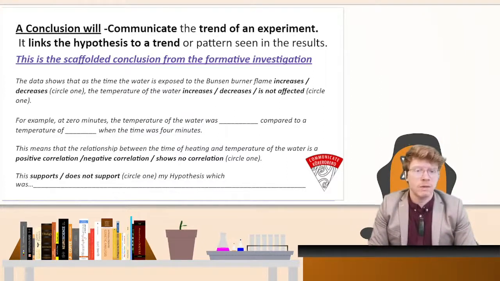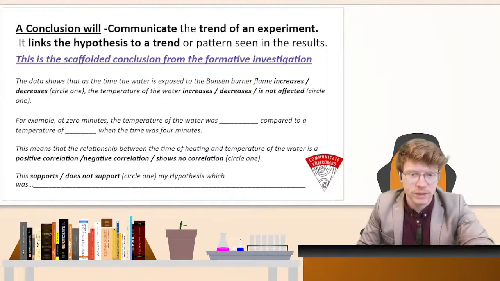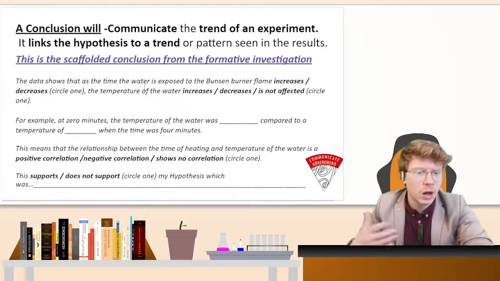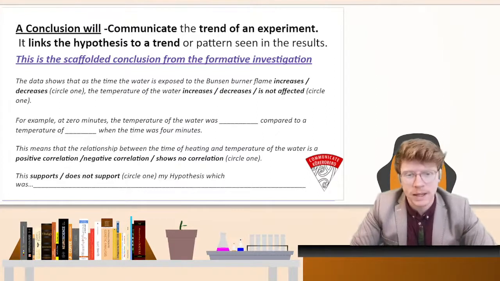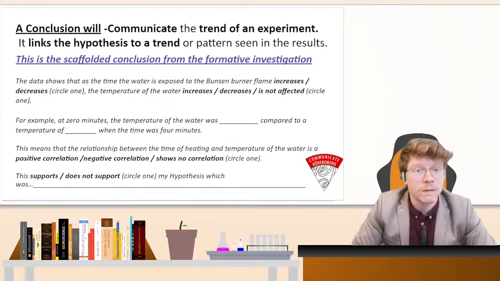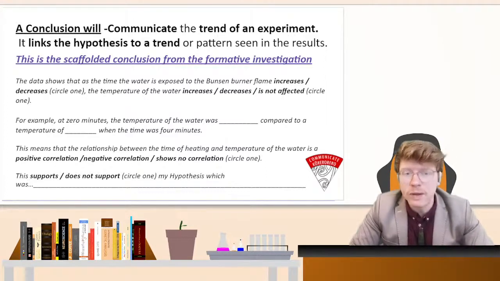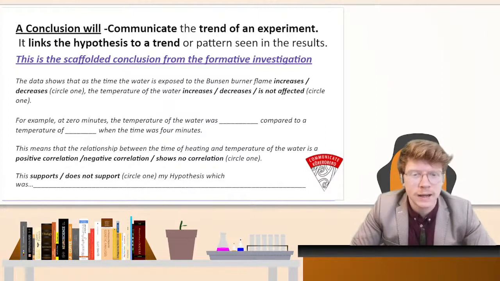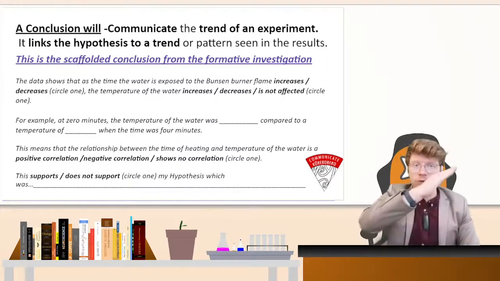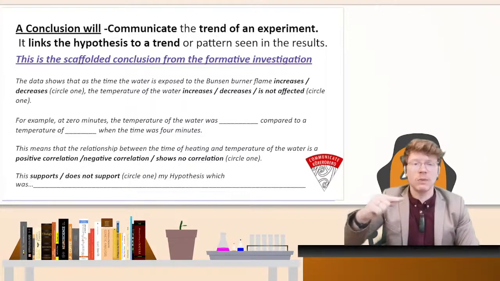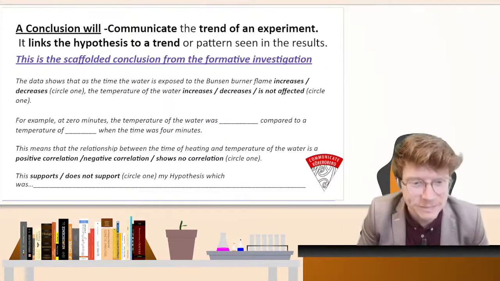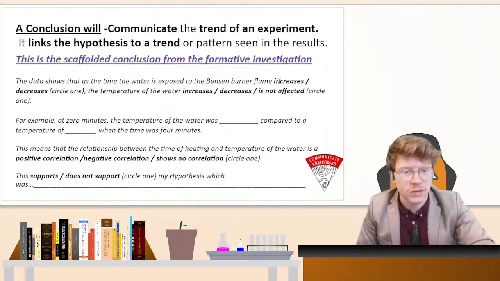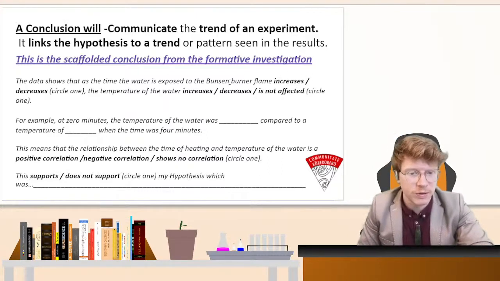Here's an example. The time the water is exposed to the Bunsen burner flame. Over time, you might see that the temperature of water increases or decreases. Your hypothesis might be that if you leave the Bunsen burner flame on for longer, with the water sitting on top for longer, the temperature of the water increases. You might do this experiment and find that you produce a nice positive trend. So as the time the water is exposed to the Bunsen burner flame goes up, the temperature of the water also increases. To which you would say the data shows that as the time the water is exposed to the Bunsen burner flame increases, the temperature of the water also increases.